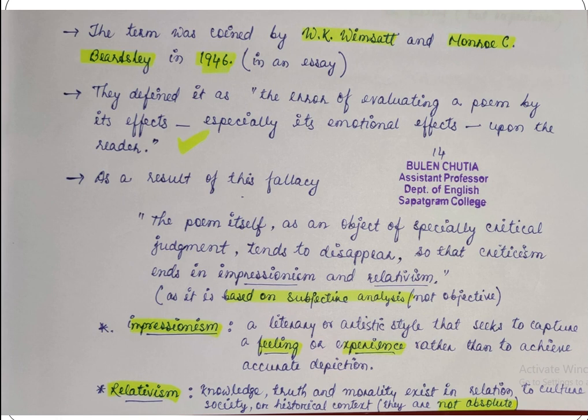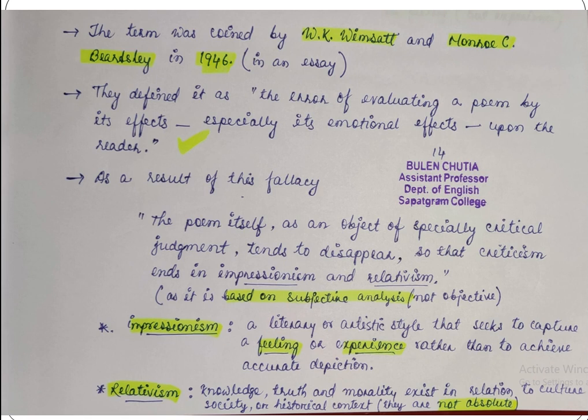Wimsatt and Beardsley defined it as the error of evaluating a poem by its effects, especially its emotional effects upon the reader. Same as Wikipedia. I think you have understood it. You just have to remember who said this and how.